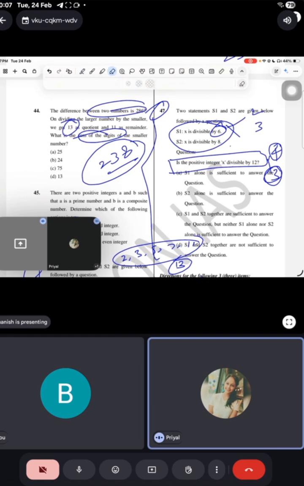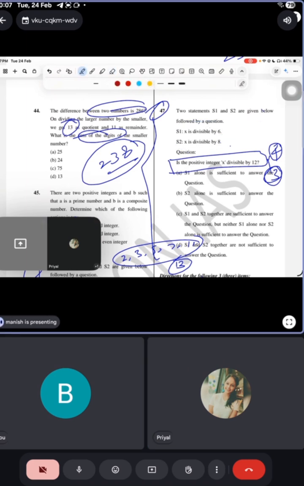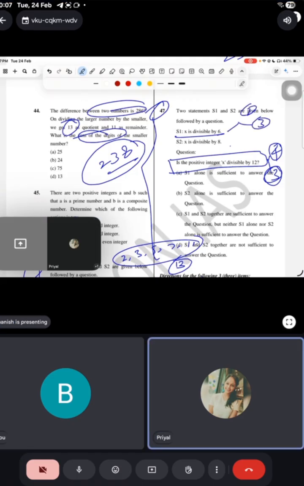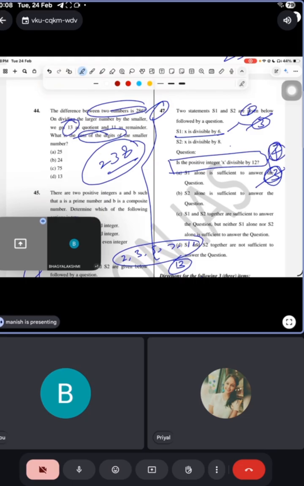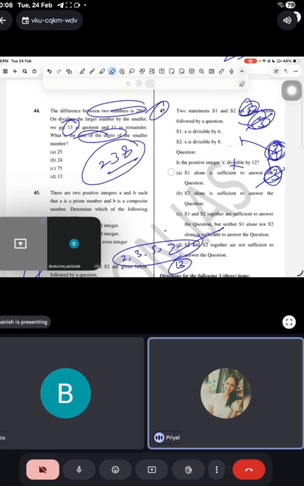So now I need to find these two factors, 4 and 3. Let's analyze this one by one. X is divisible by 6. So 6 has 2 and 3. So 3 I got, but 4 I did not get, because here there is only one 2. So by statement 1 alone, I cannot bring the answer. Now x is divisible by 8. In 8, 4 is already there, but what about 3? So statement 2 alone is also not sufficient. But if I merge both, they are sufficient to answer the question, because here is 3 and here is 4. Now I will tell you the traditional method.